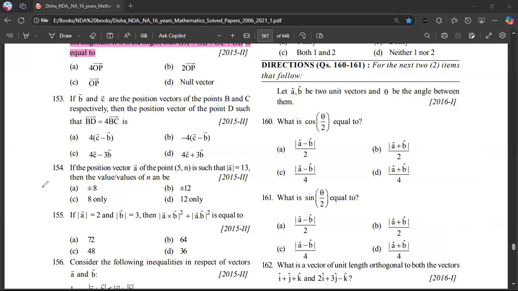Is this clear? Any doubts? No, sir. Next question. Magnitude of A and magnitude of B are given. We have to find this.